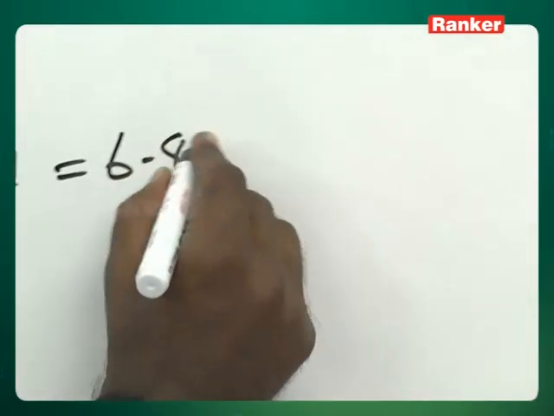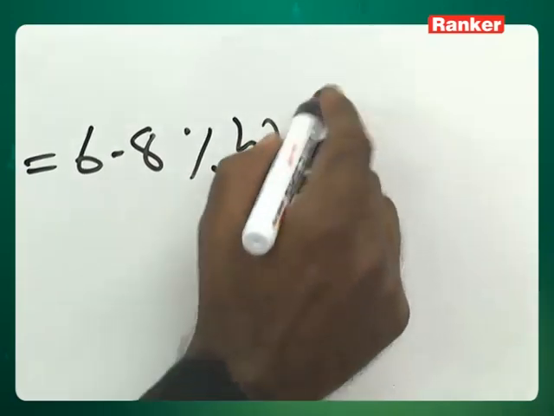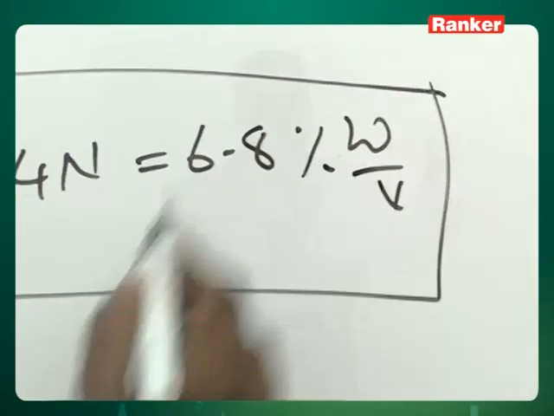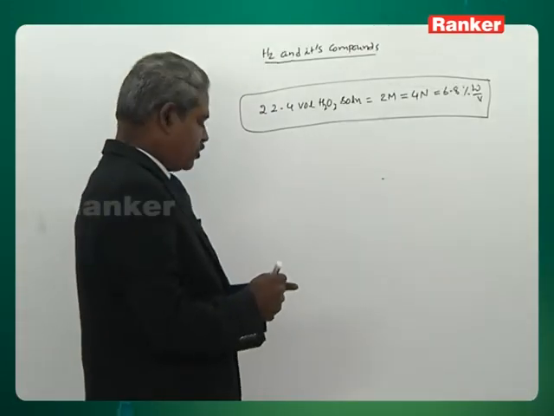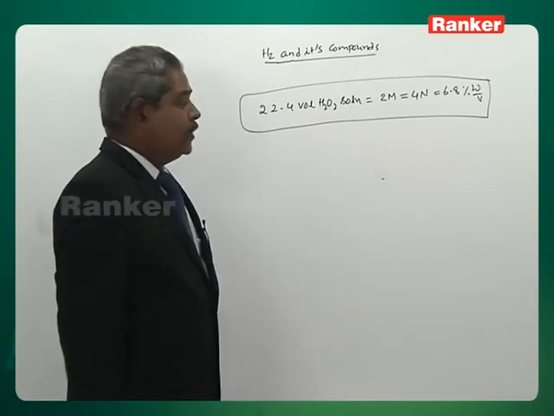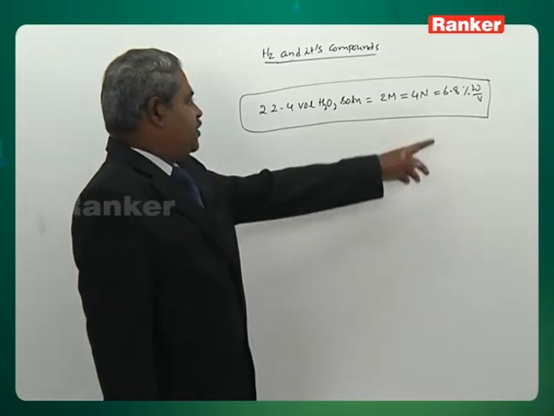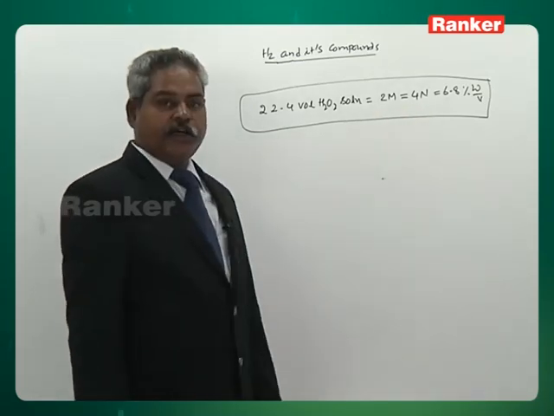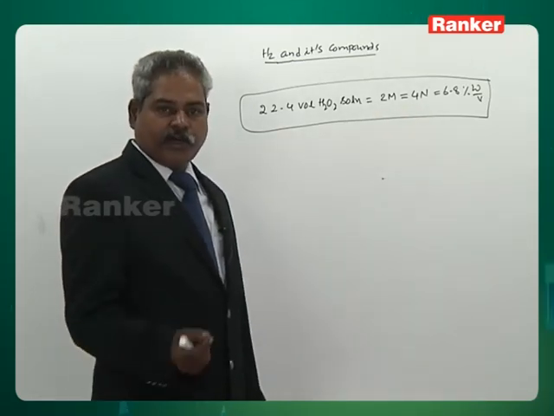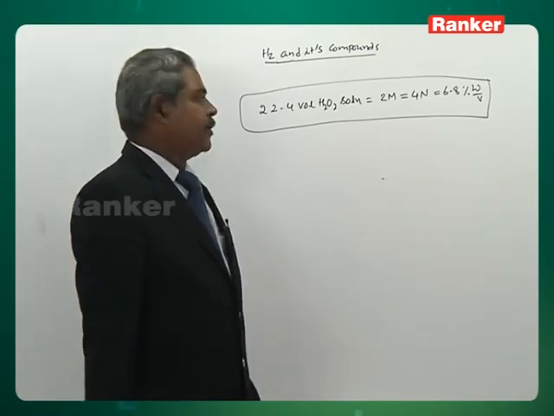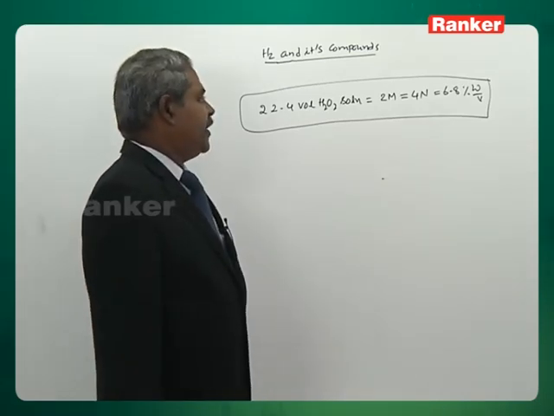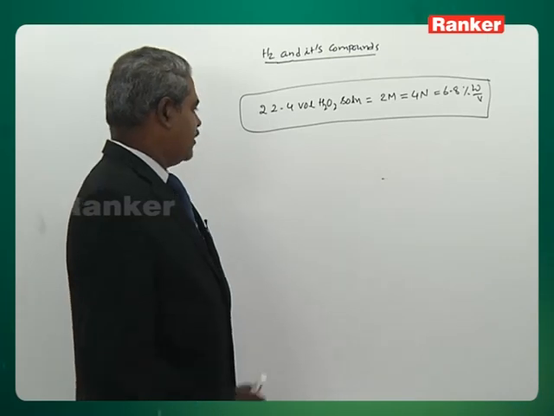6.8% weight by volume. This is it. 22.4 volume H2O2 solution means 2 molar, 4 normal, 6.8% weight by volume, which means 68 grams in 1 liter, 6.8 grams in 100 ml.